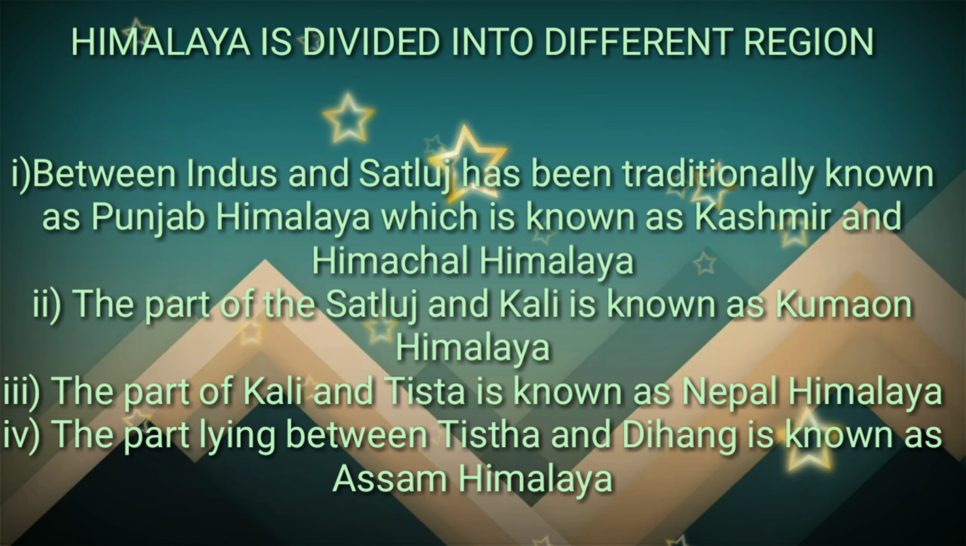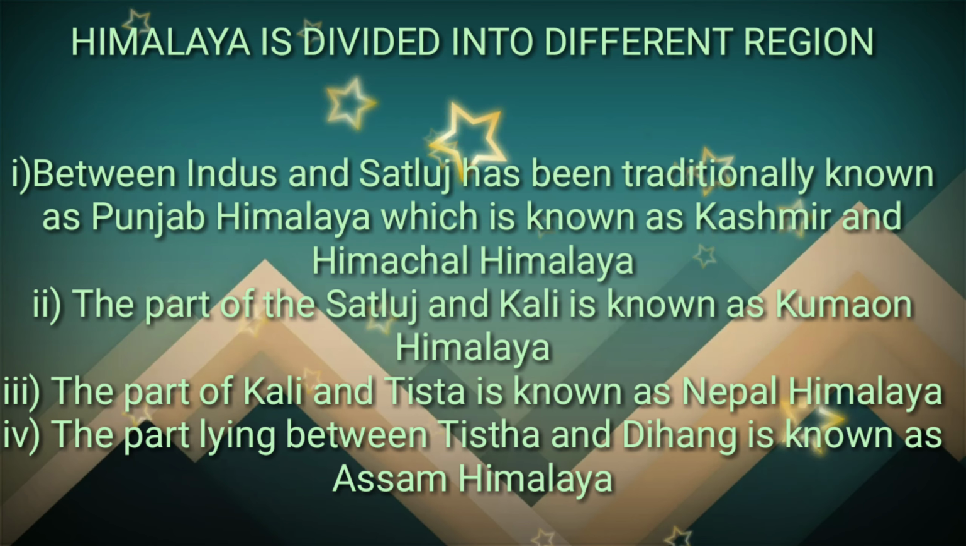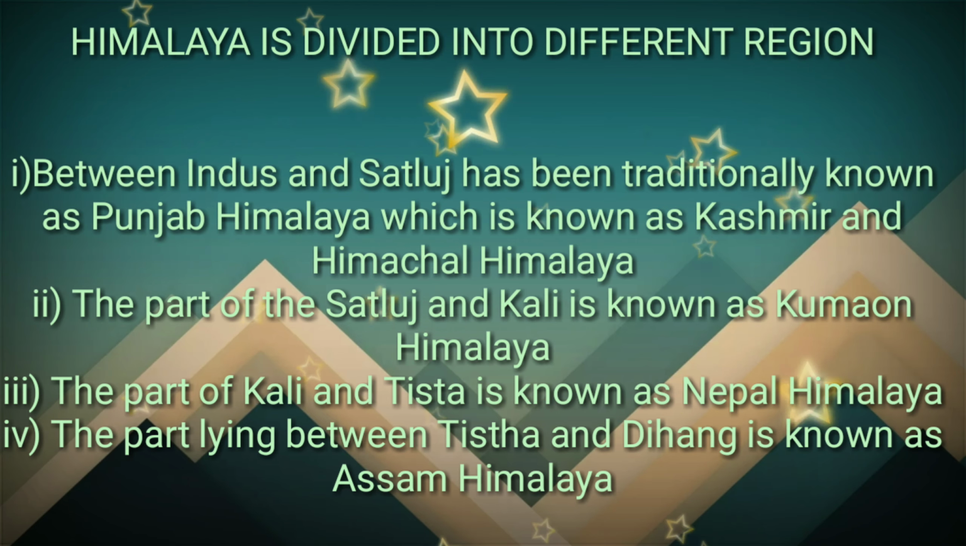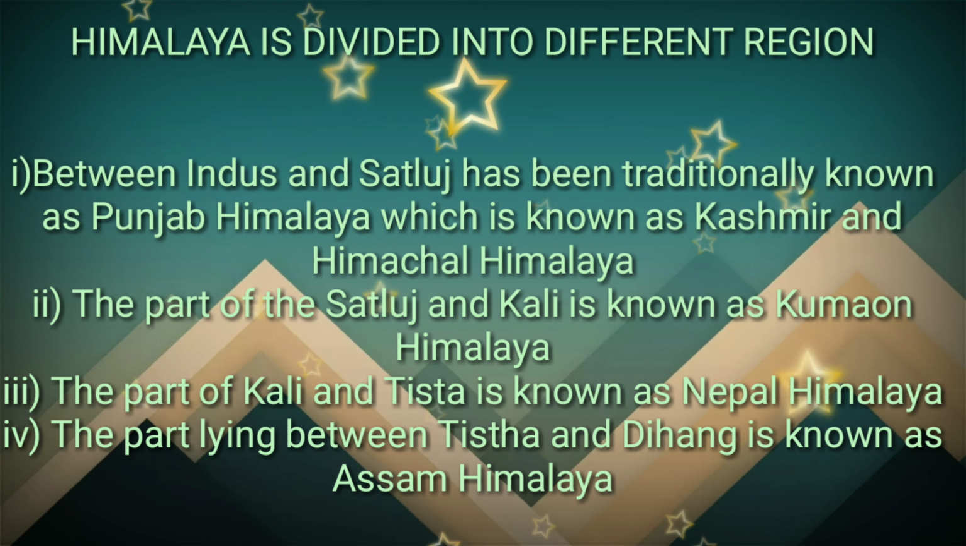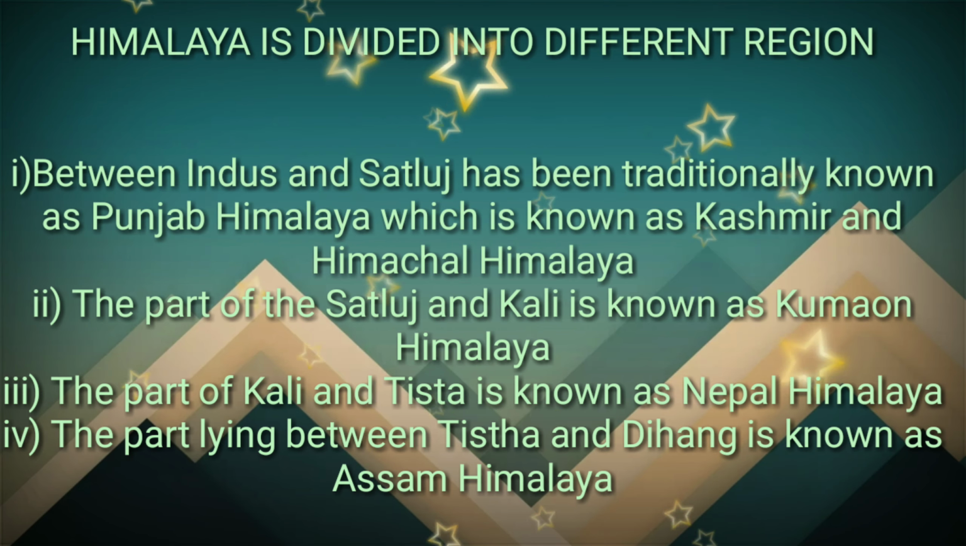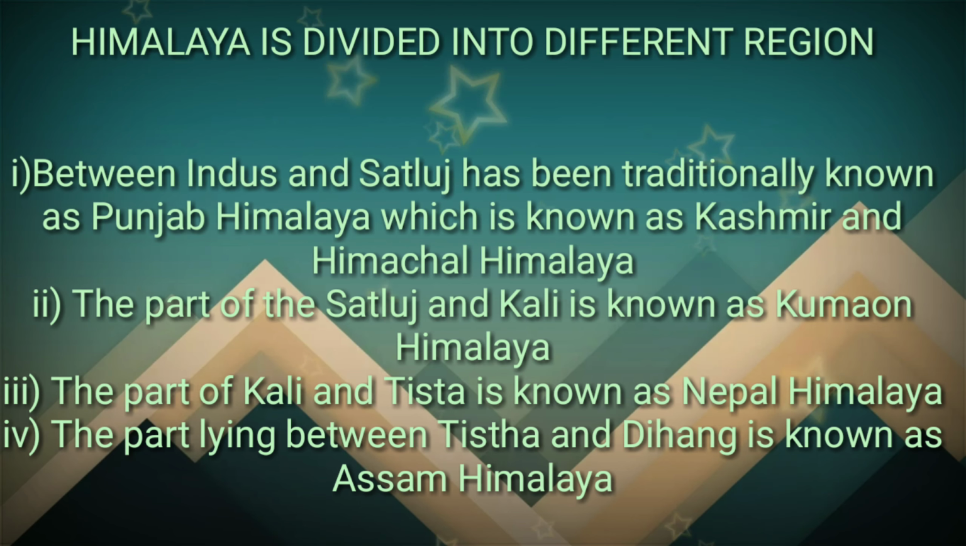The Himalaya is divided into different regions. One, between the Indus and Satluj, has been traditionally known as the Punjab Himalaya, which is known as Kashmir and Himachal Himalaya. Second, the part between the Satluj and Kali is known as the Kumaon Himalaya. Third, the part between Kali and Tista is known as the Nepal Himalaya. And fourth, the part lying between Tista and Dihang is known as the Assam Himalaya.